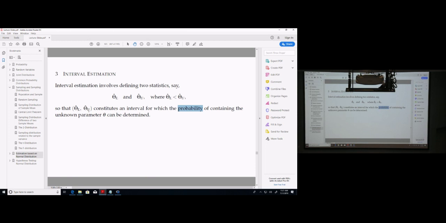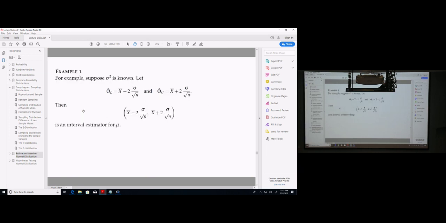But once you have collected the sample and substituted the numbers into it, this will be a number, this will be a number. So whether the parameter theta is inside or outside will be with probability 0 or 1. It is either yes or no, because if you have an interval, either it contains it or it does not. This is an example of someone giving you such a suggestion off the top of the head. Now we are able to compute the probability of this coverage. What is the probability that mu is inside here?